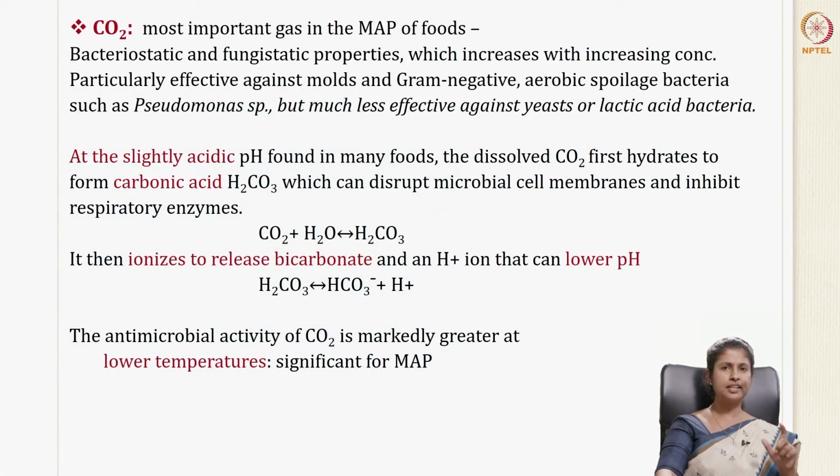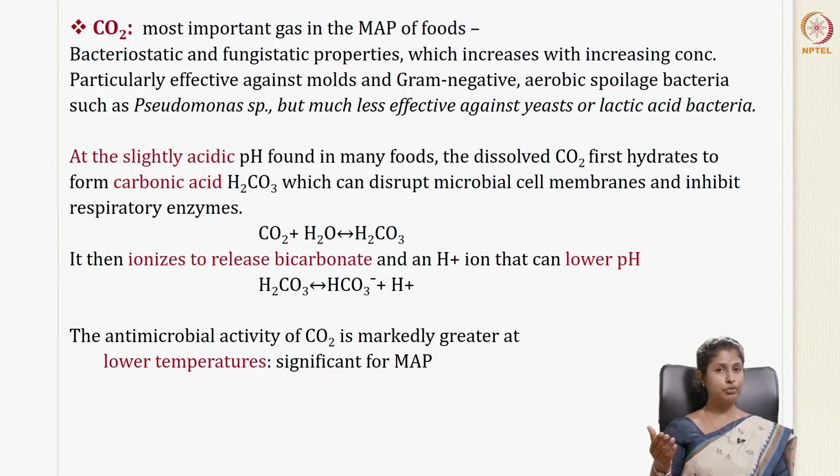And out of that, carbon dioxide is one of the most important gases in MAP. One of the reasons is it has got bacteriostatic and fungistatic properties. Okay, and that increases with the concentration of the carbon dioxide. It's very effective against molds, gram-negative and aerobic spoiling bacteria, especially Pseudomonas, but less effective against yeast and lactic acid bacteria. Now, at slightly acidic pH, which is found in many foods, this dissolved carbon dioxide will first hydrate and become carbonic acid.